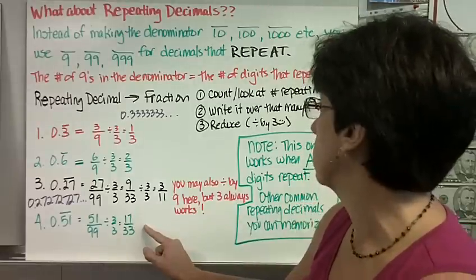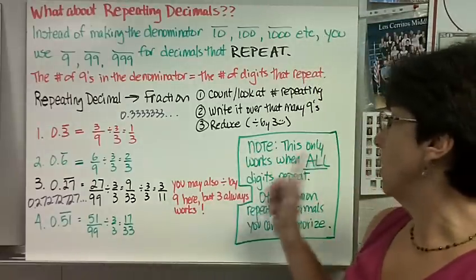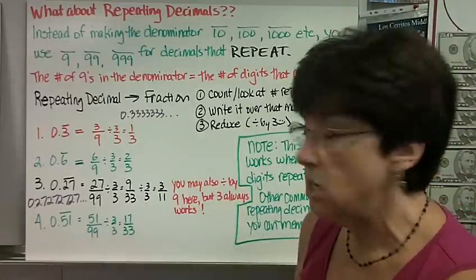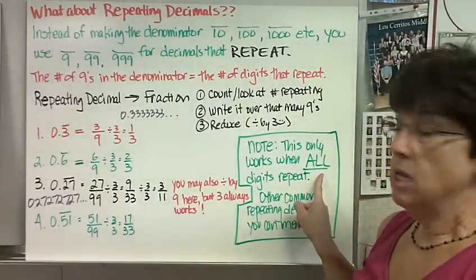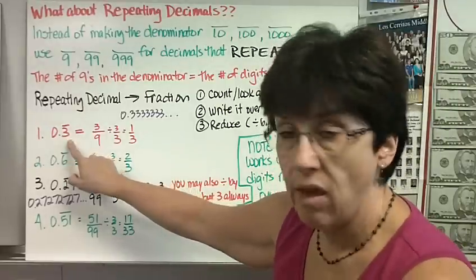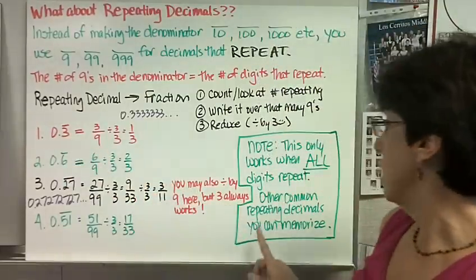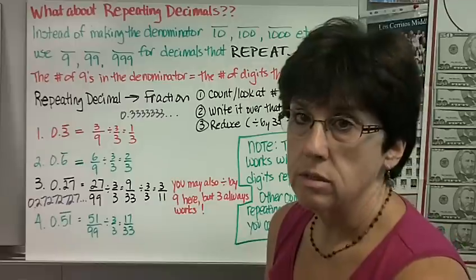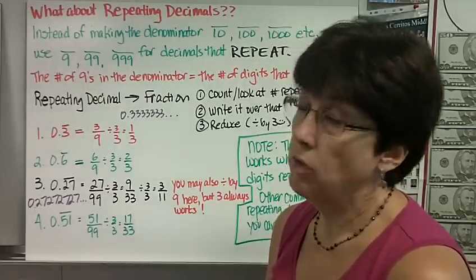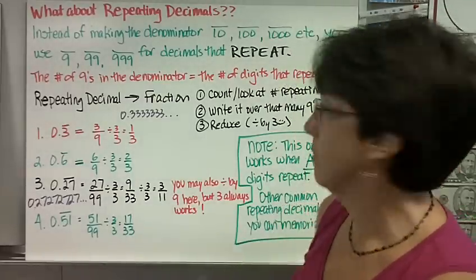All right, here's your asterisk, okay? This only works, putting the 9s in the denominator, when all of the digits repeat, okay? The bar has to go over everything that's after the decimal point. Other common repeating decimals you can memorize or divide, but memorizing is easier. All right, one more page.